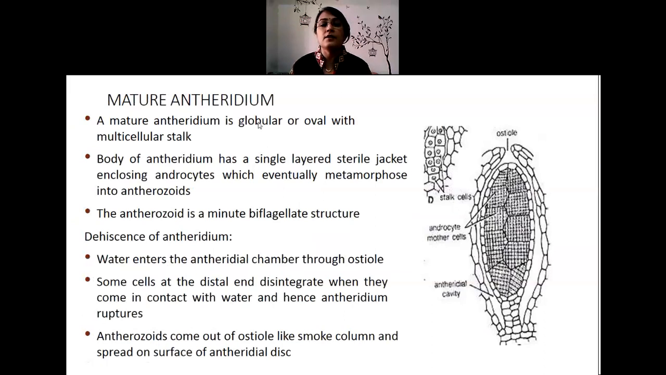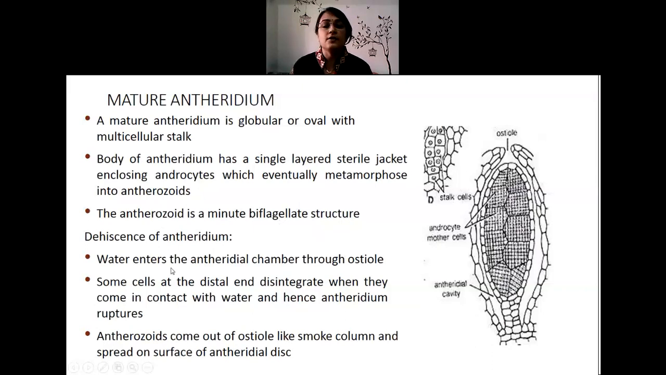Coming to a mature antheridium, which is globular or oval with a multicellular stalk. So this is an oval antheridium within the antheridial chamber. There is a single antheridium with a multicellular stalk. The body of the antheridium has a single-layered jacket enclosing androcytes which will metamorphose into antherozoids. The antherozoids are minute biflagellate structures.